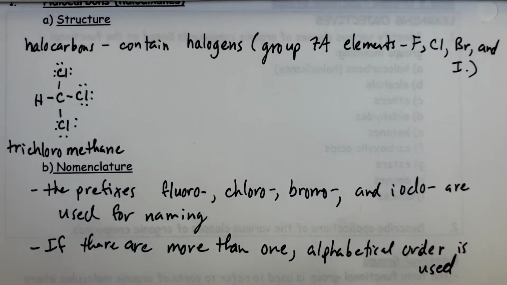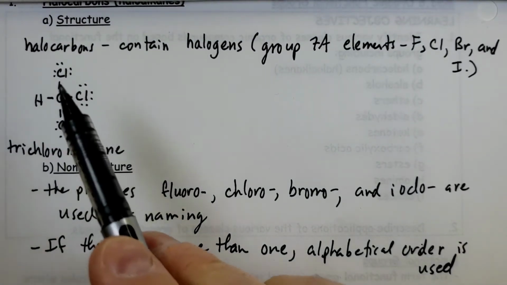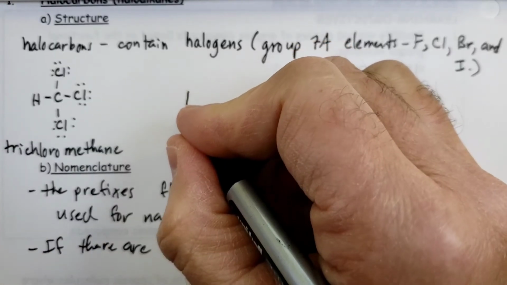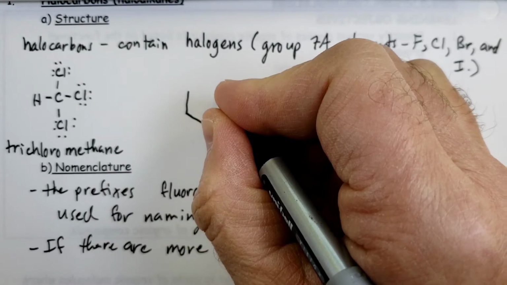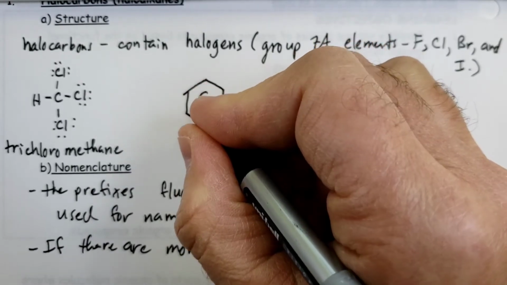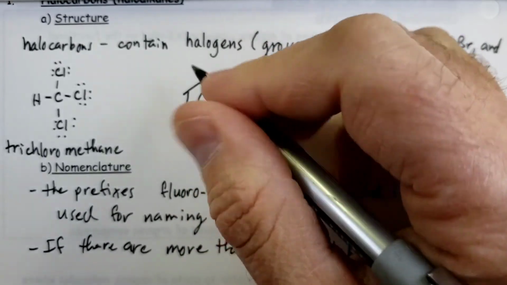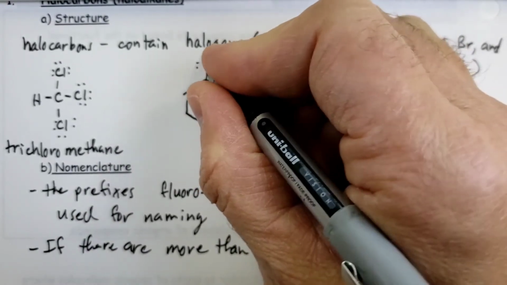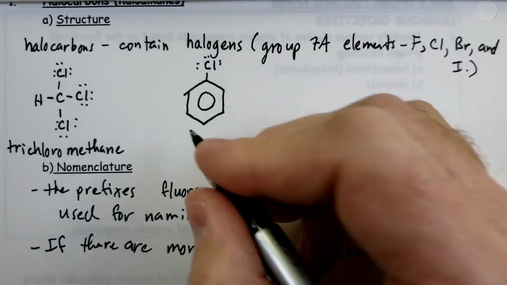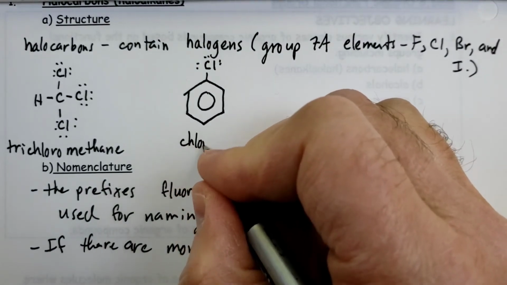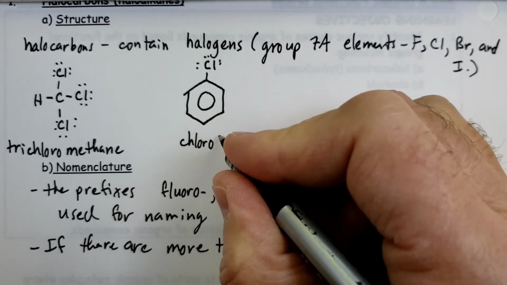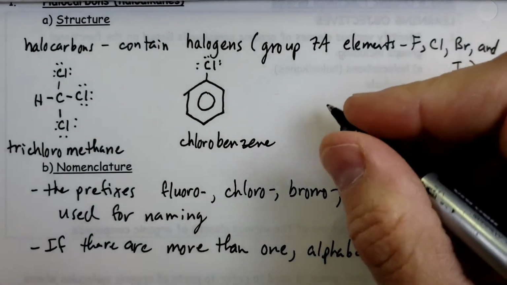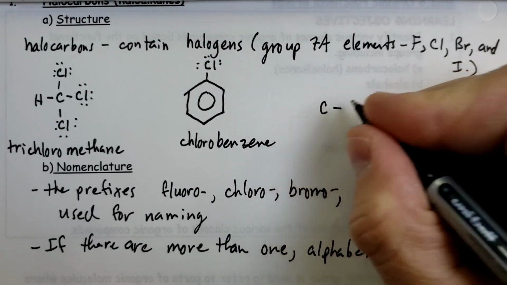All right, so here we have 3 chlorines, trichloromethane. Another one we could have, and of course there's hundreds of these, we're only going over a few. Benzene ring, indicated by that circle in the middle, indicating alternating double and triple bonds. We have 1 chlorine in there, so chloro, and of course this is benzene, trichlorobenzene.